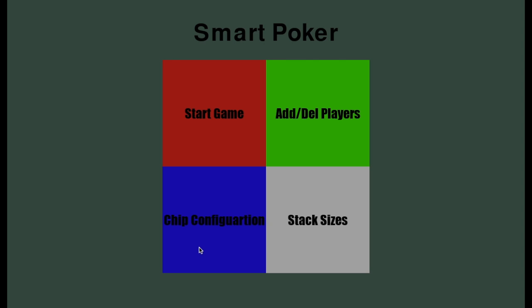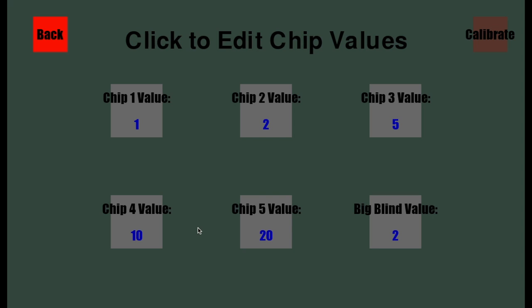At the chip configuration screen, you can change the values of different chips. We allow a maximum of 5 chips in our poker game, and these values can be changed by clicking on the box. The big blind value denotes the stakes of the game, and that value can be changed as well. And the small blind is always half of the big blind value.